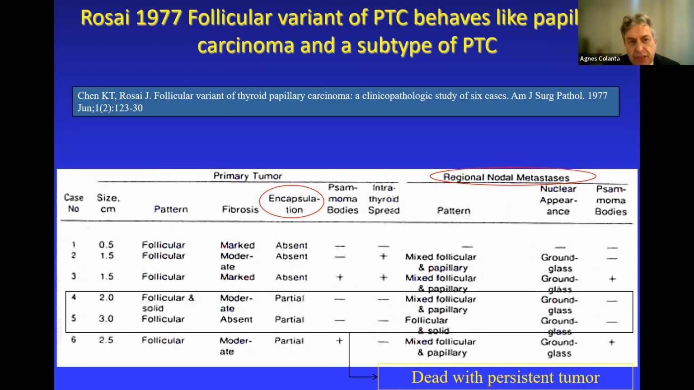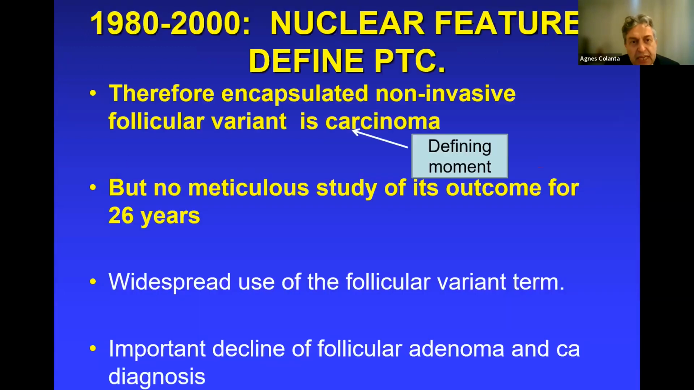But after that article got a lot of success, so to speak, pathologists, I don't know why, I don't know who started in the 1980s, began to call any tumor that was completely encapsulated with follicular growth and the nuclear features of papillary carcinoma an encapsulated non-invasive follicular variant of papillary carcinoma, even if it didn't contain any invasion.